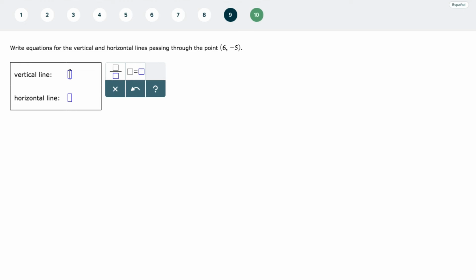Number 9. Write the equations for the vertical and horizontal lines that pass through those points. Well, our vertical and horizontal lines are always going to be either y equals or x equals. Well, what does x equal? Remember, this is x, y. So x equals 6 and y equals negative 5. So we've got the equations. Now all we need to know is which one is vertical, which one's horizontal.